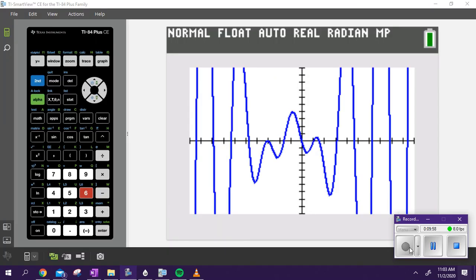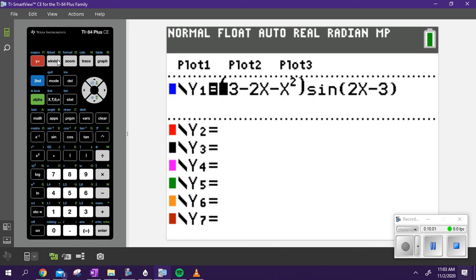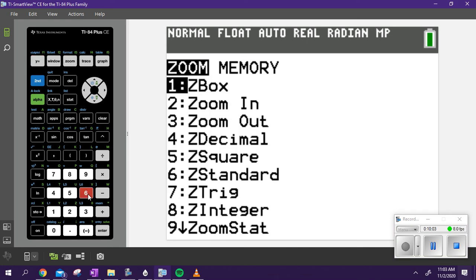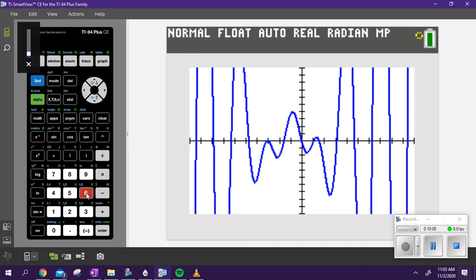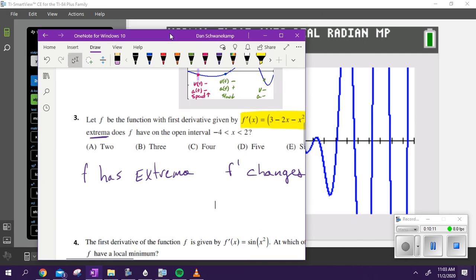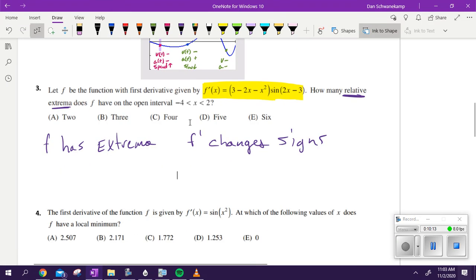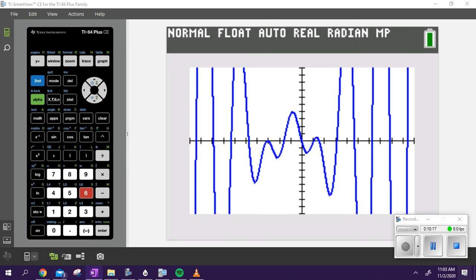Here we go. So we typed that thing in. I went y equals, I typed it in. I hit zoom 6 just to get a good model of what's going on here. Obviously, that is not what we want. That is way too much information. Okay. In particular here, I want to go between -4 and 2. That's the open interval here. -4 to 2. So let's change that.